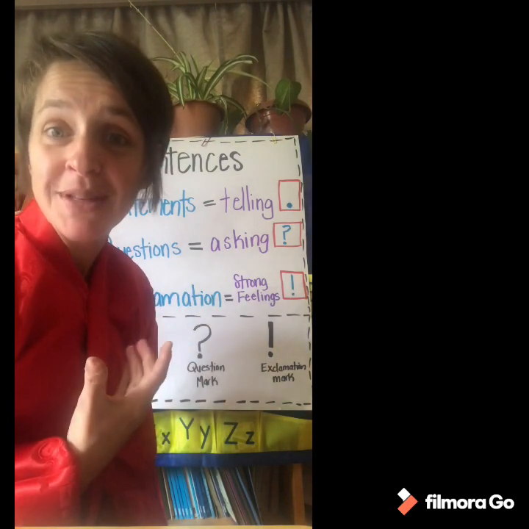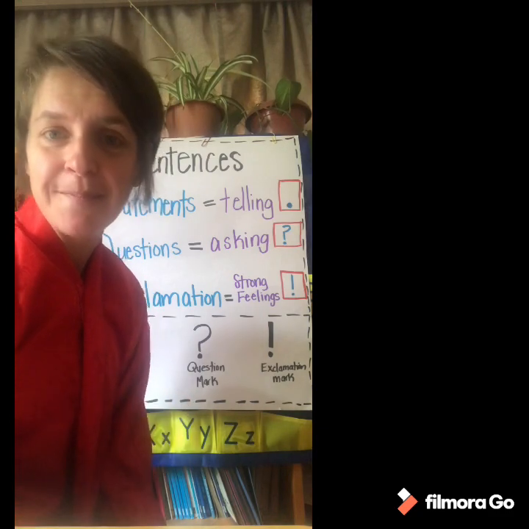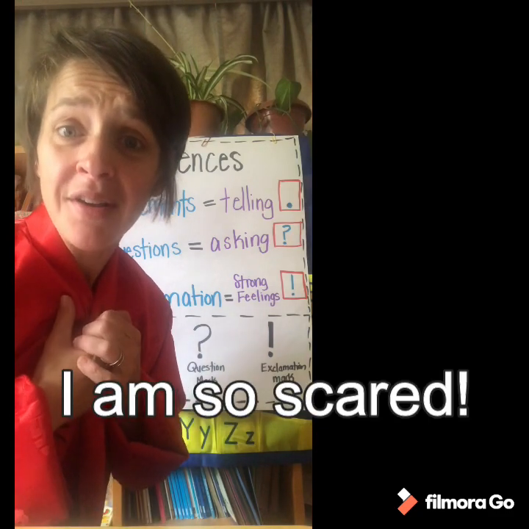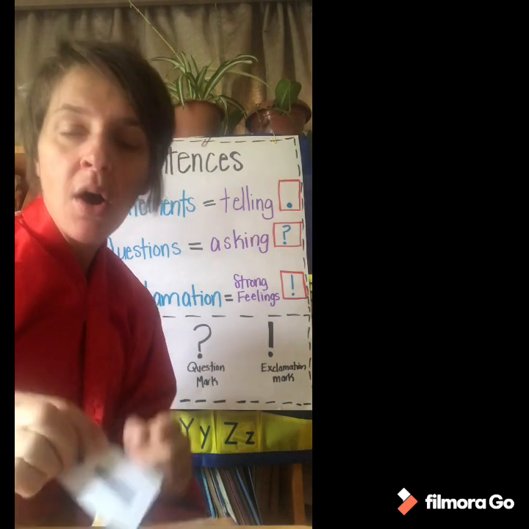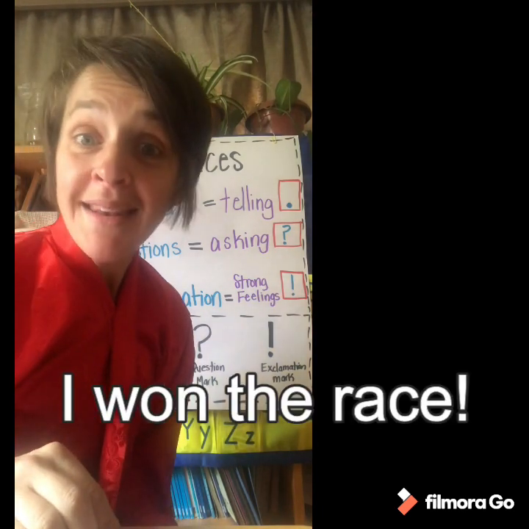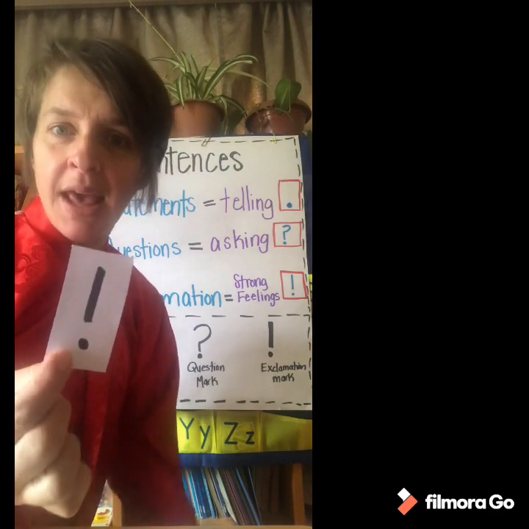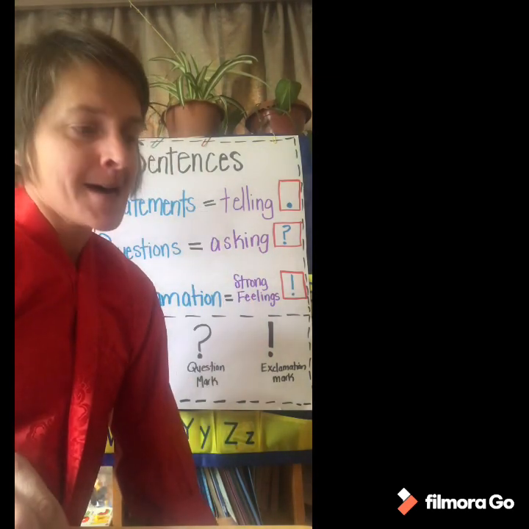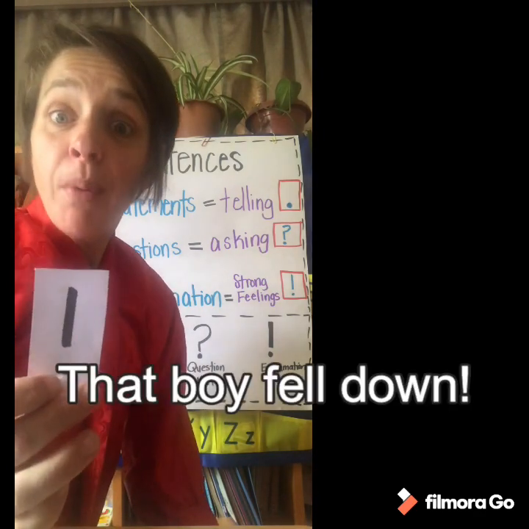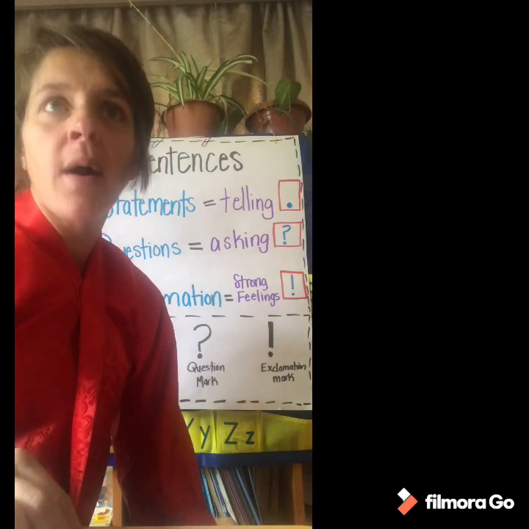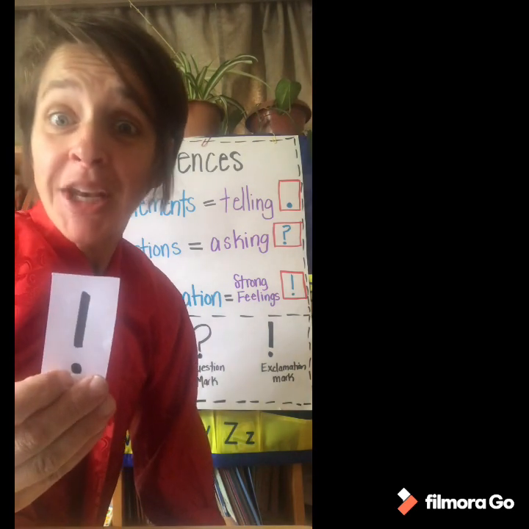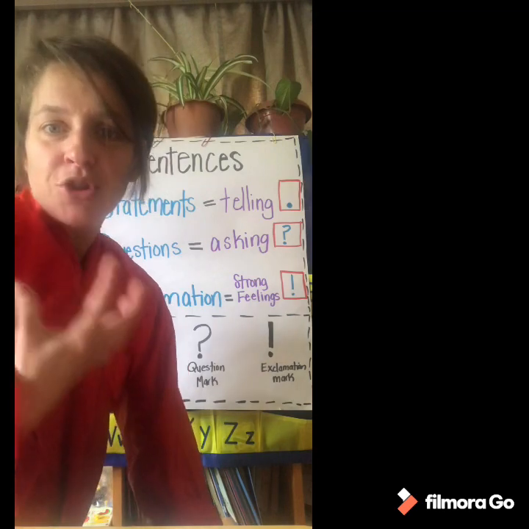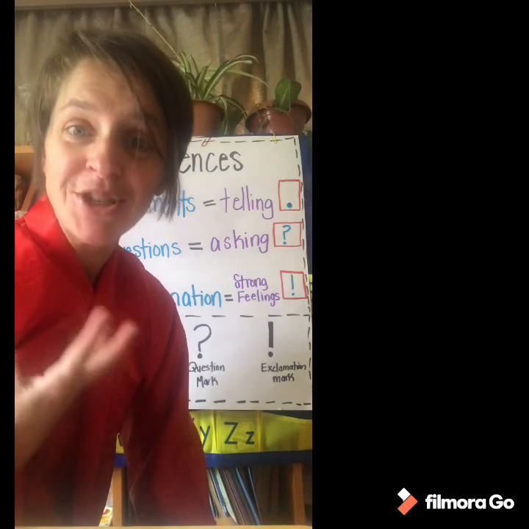So here are some examples of exclamation sentences. I'm so scared. I would use an exclamation. I won the race. Exclamation. Can you hear how my voice is excited and I'm changing my voice to have a strong feeling? I could even say, that boy fell down. Or, oh my goodness. Things like that that have a strong feeling are exclamation sentences. And that's when you use an exclamation mark.